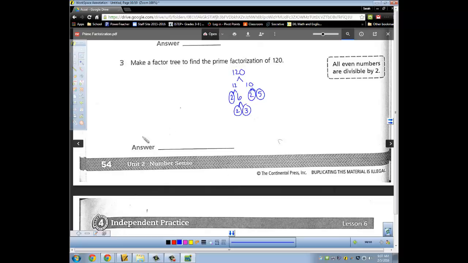The smallest number I circled was 2. I circled it 3 times, so my exponent's 3. Circled a 3 once and a 5 once. So 2 cubed times 3 times 5.